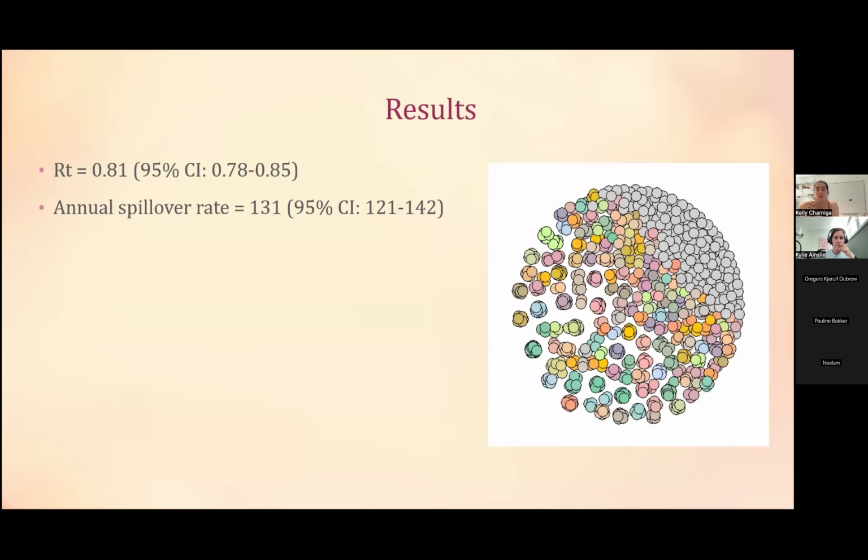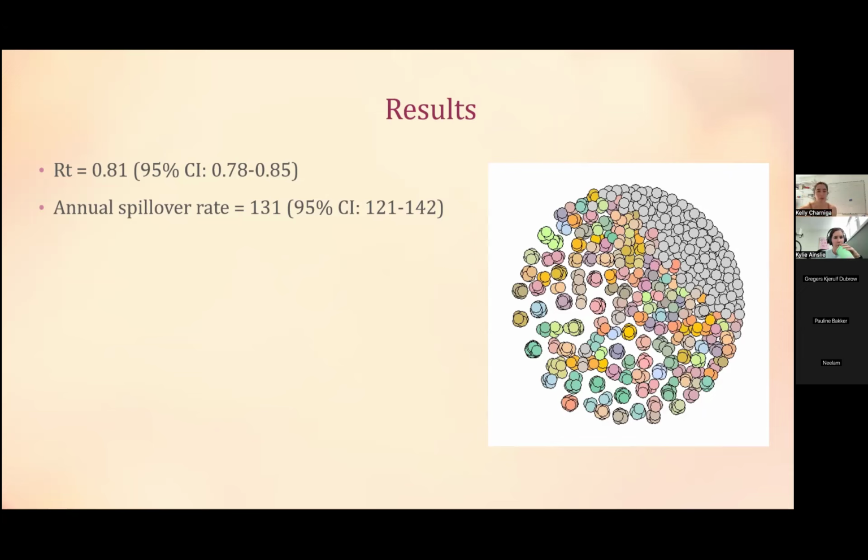So we had quite a bit of data to work with, and the reproduction number that we estimated was 0.81. So it is below the threshold of 1, but it is higher than historical rates. So this was an indication that maybe the epidemiology was changing. We were getting to a point where outbreaks were going to be more likely.